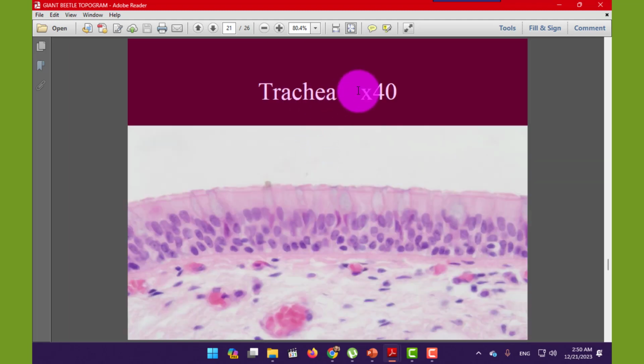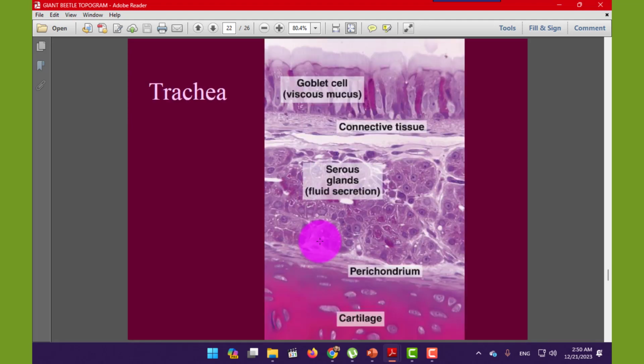Trachea, X14 under the microscope, high power: the nucleus, the goblet cells, viscous mucus, connective tissue, serous gland, fluid secretion.